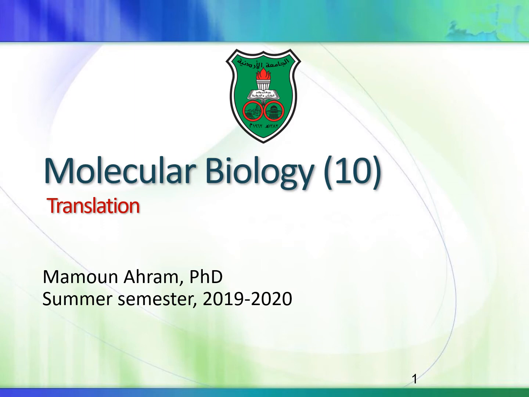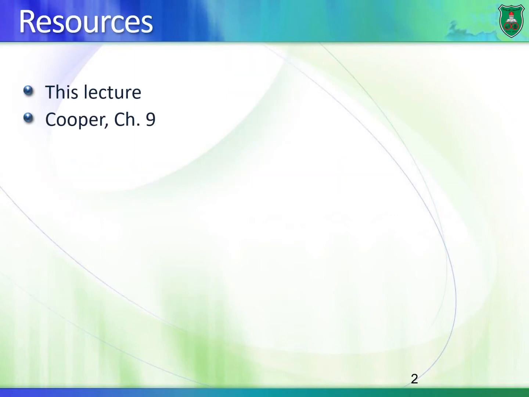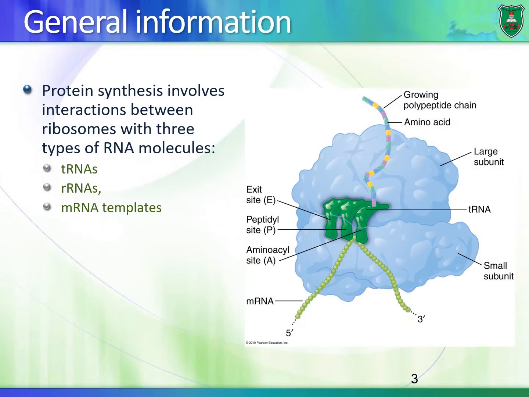In this lecture, we'll be talking about translation, which is basically the production of protein from messenger RNA. So you can refer to Cooper's chapter 6. Okay, so in order to synthesize protein, we need a number of components.